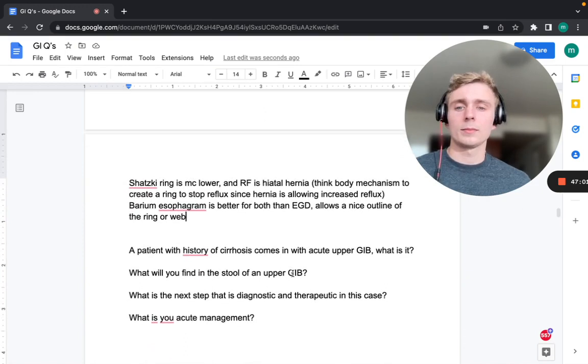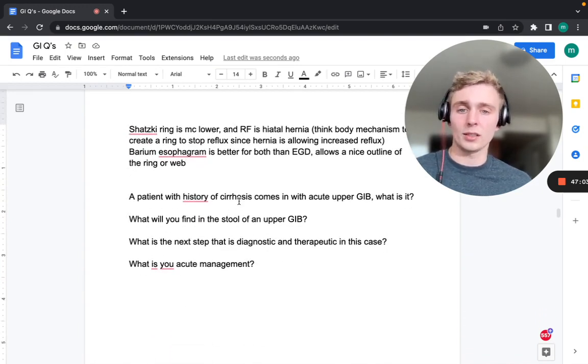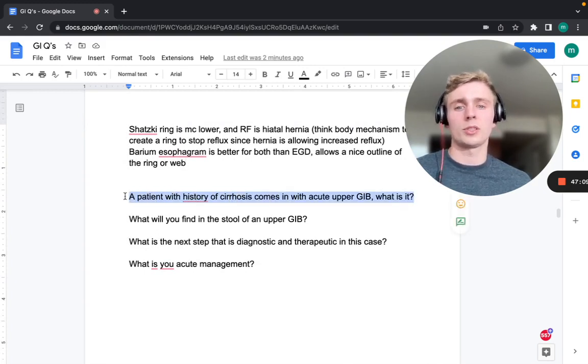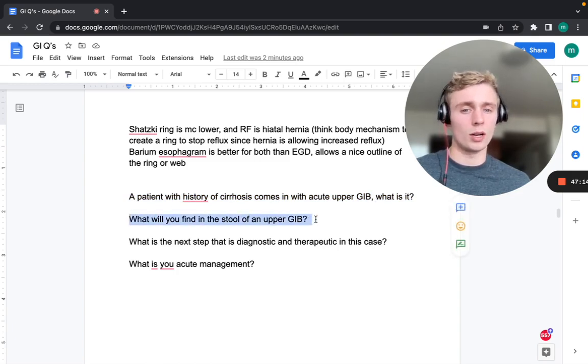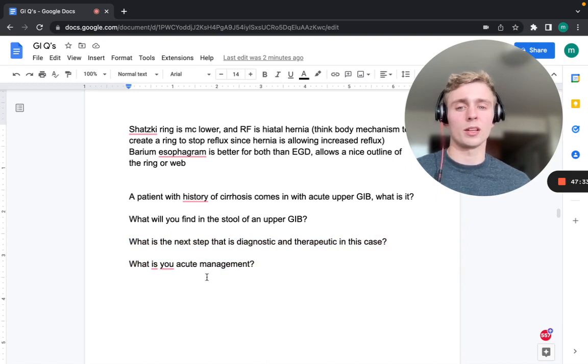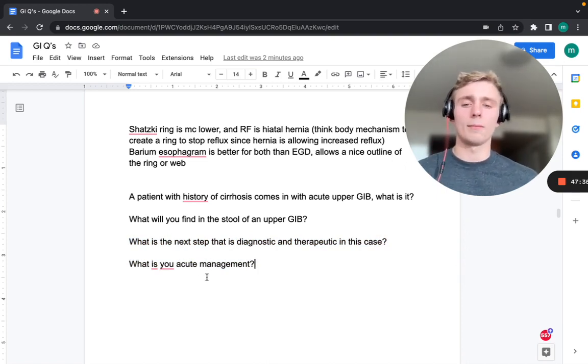So next one, a patient with a history of cirrhosis comes in with an acute upper GI bleed. What is it? We should know this one. Cirrhosis, acute upper GI bleed, what is it? What will you find in the stool of an upper GI bleed? There's a specific descriptive term that you should know for an upper GI bleed. What is the next step that is diagnostic and therapeutic in this case? Diagnostic and therapeutic. And what is your acute management? There are a few very important steps that we need to take for a bleeding patient here.